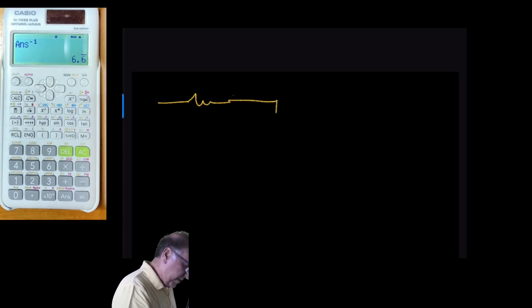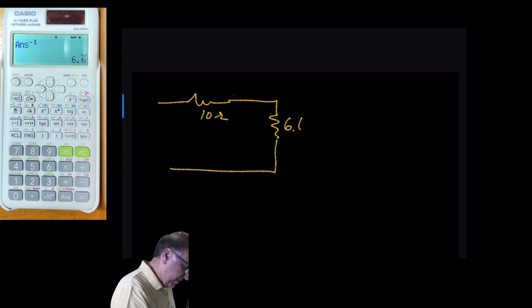So now simplifying even further, we have only two resistors. 10 ohm, our 6.6 ohm. We can combine the 10 and the 6.6 to a single resistor of 16.6 ohms.